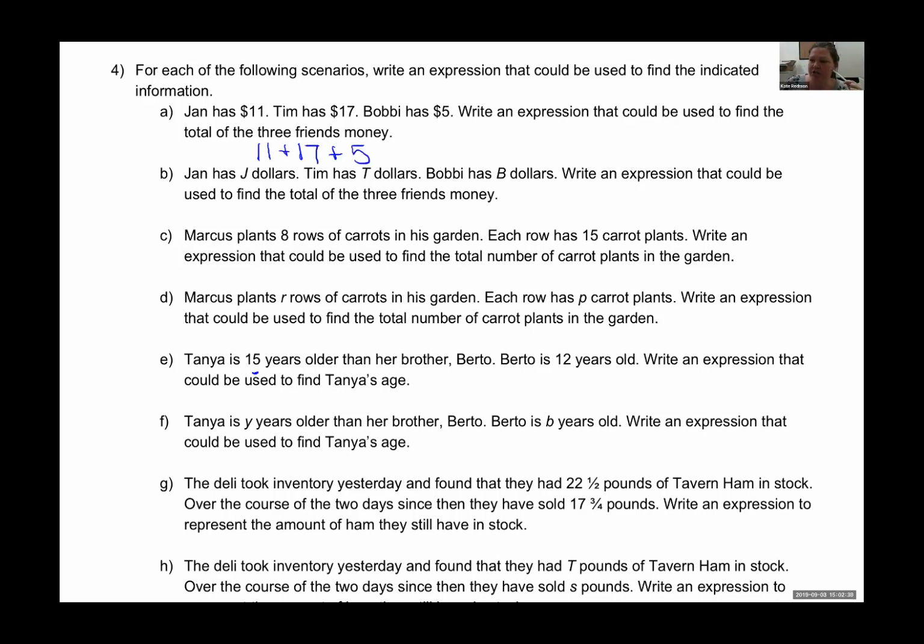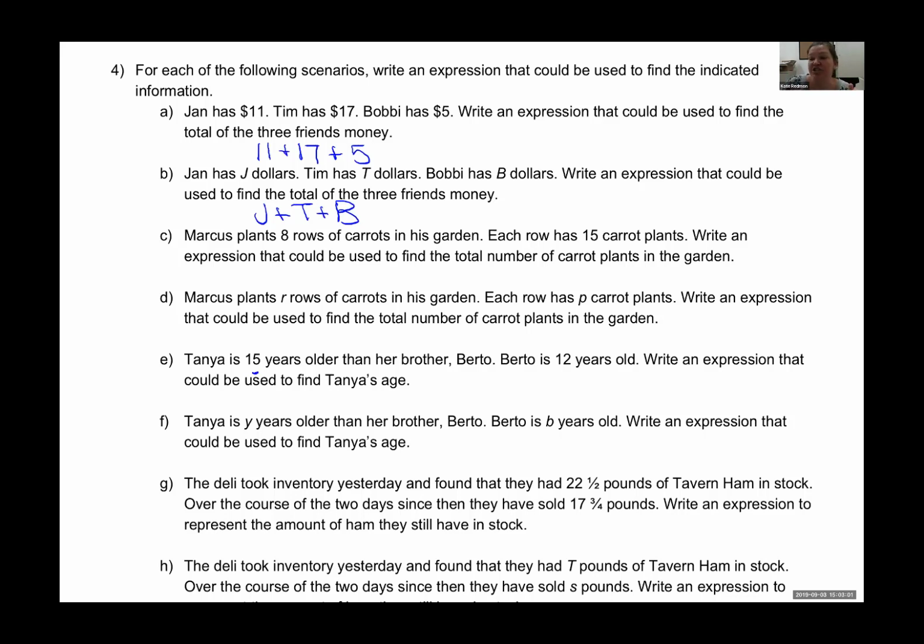This is how it'll be on the GED, and students will lose their mind. Jan has J dollars. Tim has T dollars. Bobby has B dollars. Write an expression that could be used to find the total of their money. J plus T plus B. Exactly. Thank you. Don't panic just because you don't know what it is. Whatever it is, we'd add it.